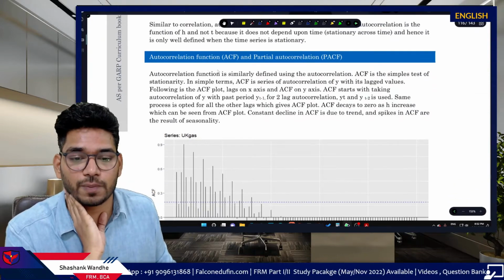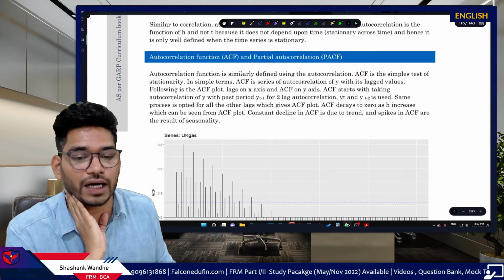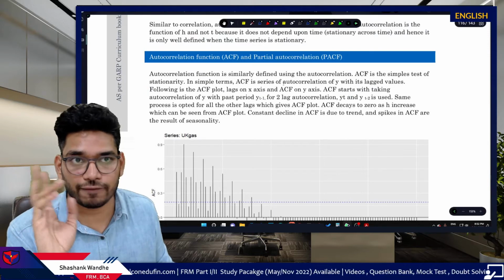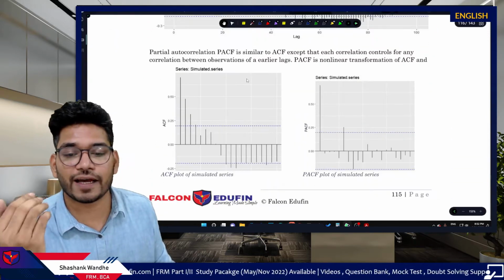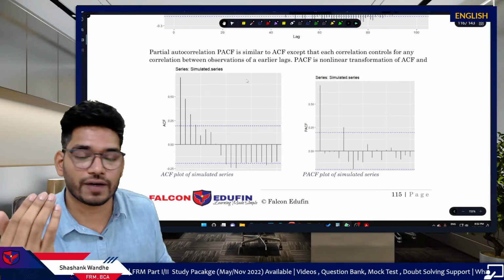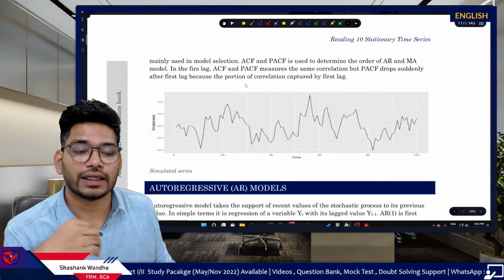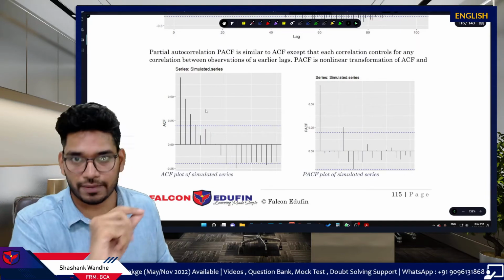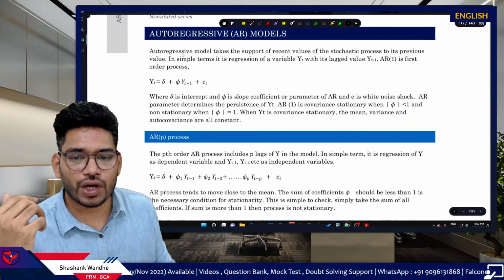Now the next particular part is the ACF and PACF, the partial autocorrelation function. Again, a very important area. You have to understand when to use ACF, when to use PACF, how ACF works, how PACF works, what is the meaning of ACF and the meaning of PACF. And then these are your ACF and PACF diagrams for the same time series. So you have to remember this.